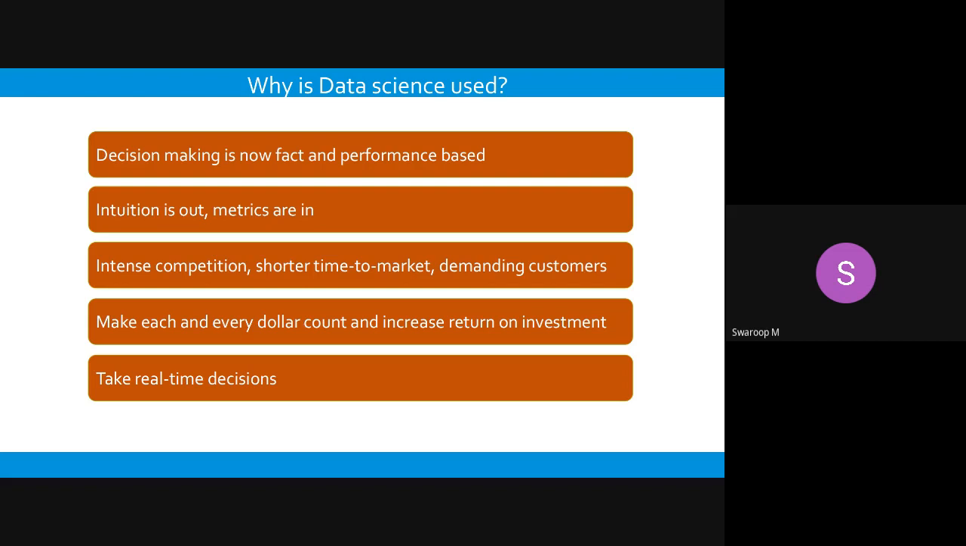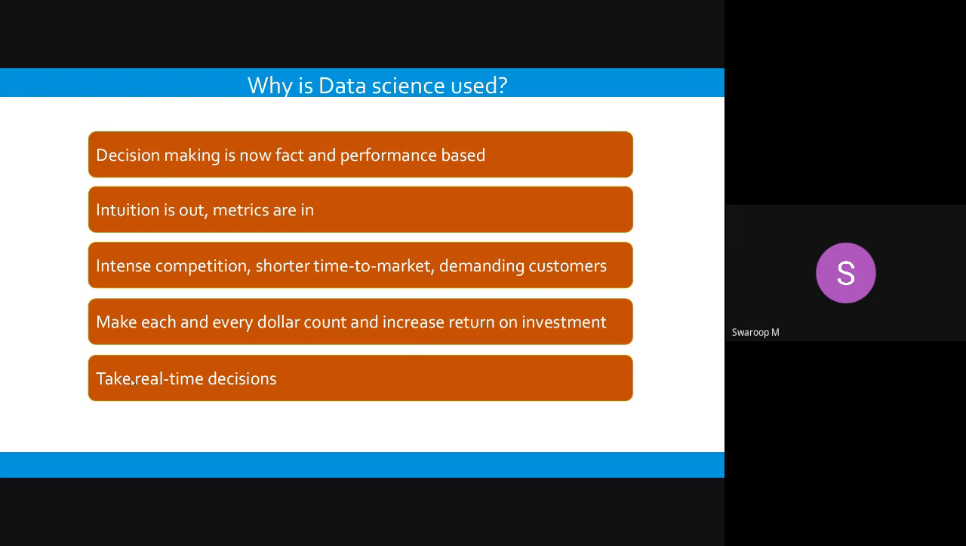So here, with the help of these metrics, right, you can take the easy decision. So make each and every dollar count and increase return on investment. So that's what analytics will help you with. If you have recognized or sensed the future event, you can save your amount, right? You can save your dollar or rupee, whatever pennies you have. Okay, so it will be kind of an increase in the return on investment.